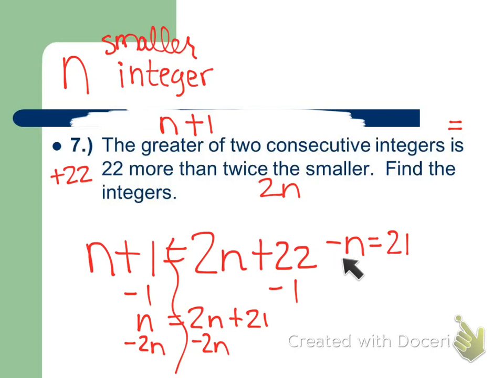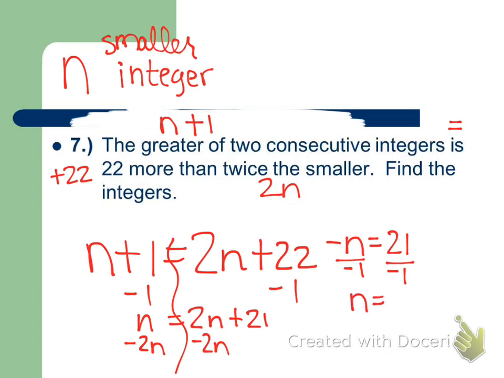Nevaeh, what do you think we're going to do? Divide by? Not by a 2. Good, by that negative 1. So if we divide both sides by negative 1, that's going to flip our signs. So instead of a negative n, we've got a positive n.